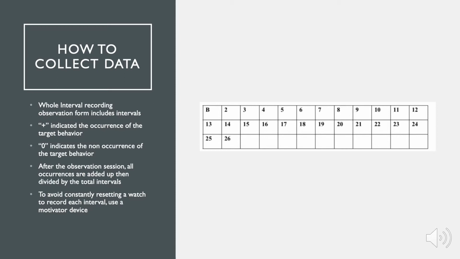To avoid using a watch to record each interval, especially when you're looking at 5-second or 10-second intervals, which can be kind of tedious, I would highly recommend a motivator device. This is something that you can wear on your waist. It kind of looks like a beeper, and you can set the time frame, and it will vibrate every time, or in the case that's coming up, every 5 seconds. It's a great little tool. I know there are other apps as well that you can get on iPhones and Android that are helpful for interval recording.